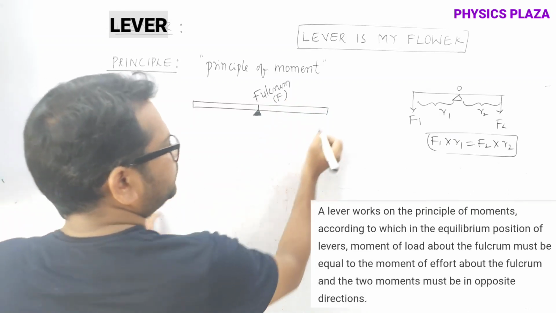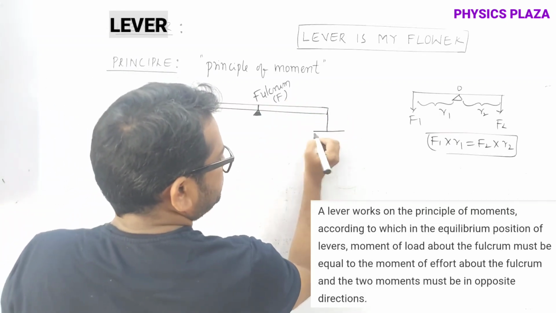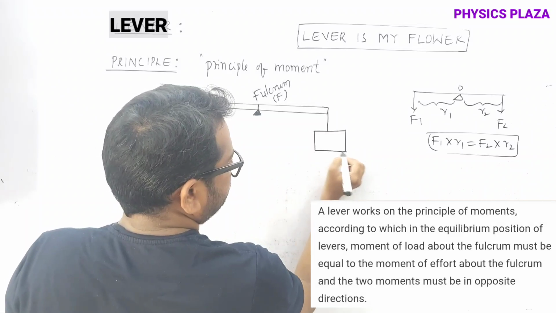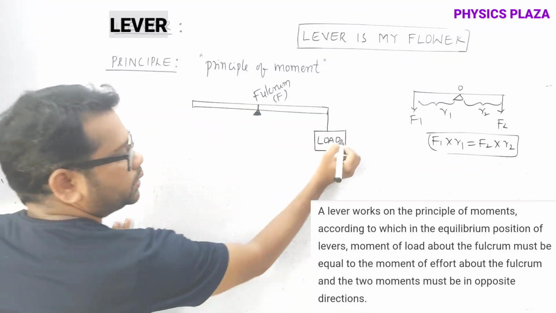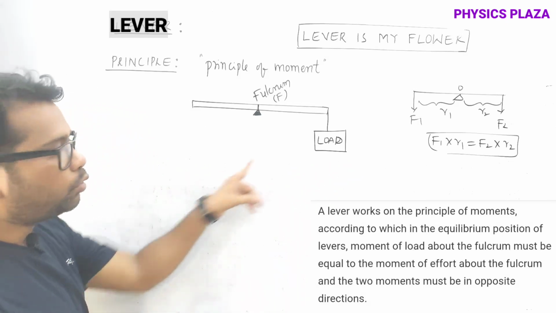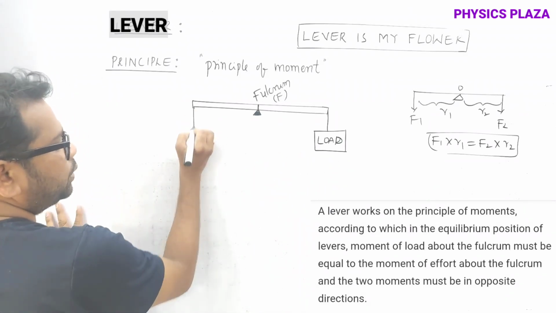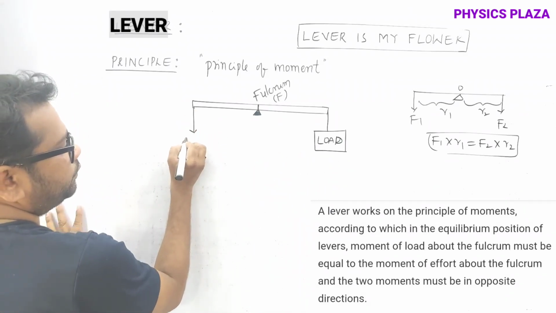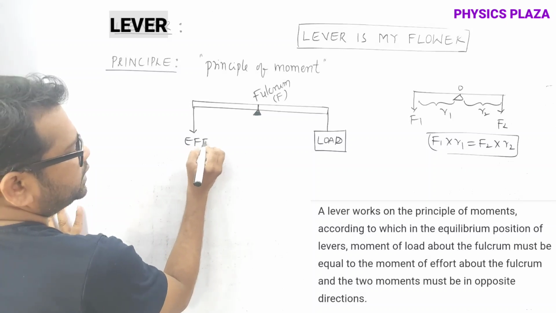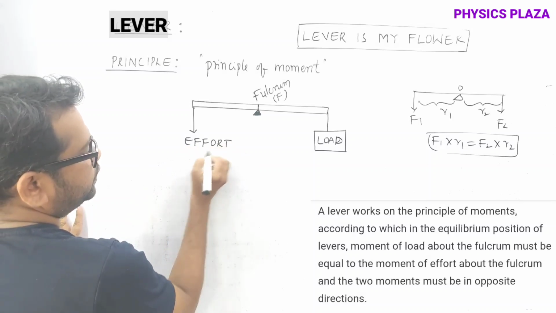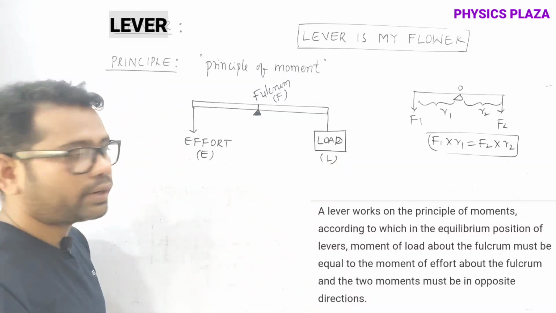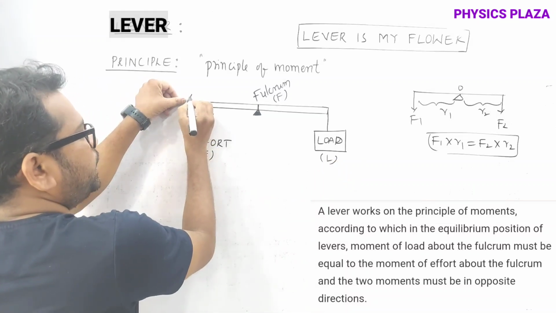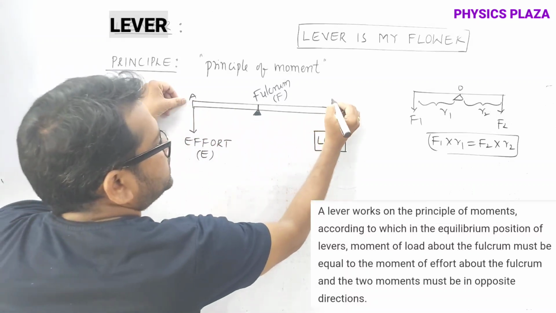Okay, so for example, this side some load is placed, this side some load is placed. Then, to overcome this load, we need to apply some effort. Here symbols can be used, children. Effort, let us say it's E. It is a load, okay, children. Fine. Let us say this is F, and this is L.